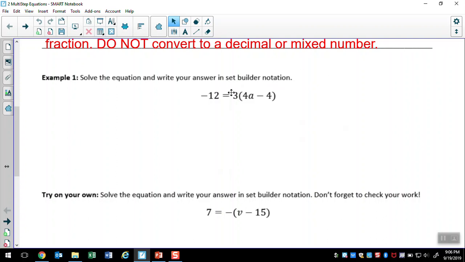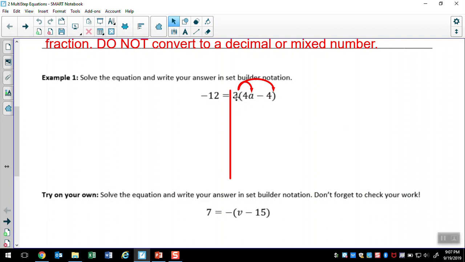Alright, so just like I've done before, I draw my line through the equal sign. Alright, so now, the next thing we're going to do is take a look. We have these parentheses. So I want to get rid of those. In order to do that, I need to distribute my 3. Alright, so I'm going to distribute it to both the 4a and to the negative 4. So remember, minus 4 means it's really adding a negative. So if this is subtraction, then that 4 is negative.